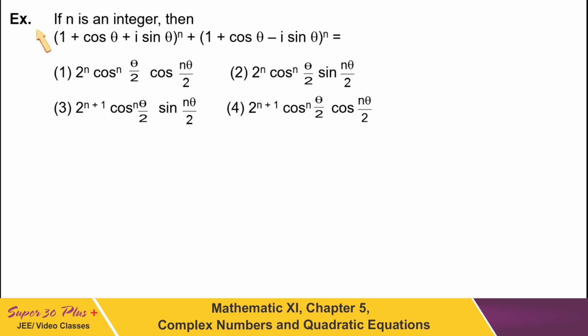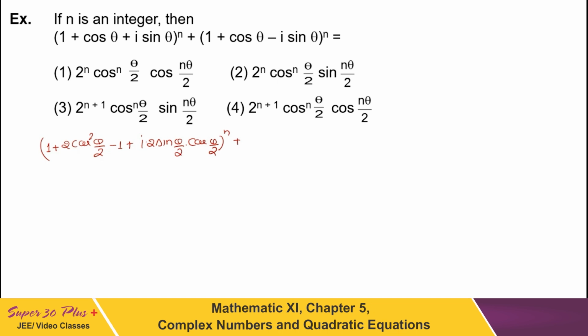Students, let's see one example. If n is an integer, then (1 plus cos theta plus iota sine theta) whole power n plus (1 plus cos theta minus iota sine theta) whole power n is equal to what? Now we are going to simplify 1 plus cos theta. As we know, cos theta is 2 cos square theta by 2 minus 1. Applying it, we get (1 plus 2 cos square theta by 2 minus 1 plus iota times sine theta, which is 2 sine theta by 2 into cos theta by 2) whole power n.